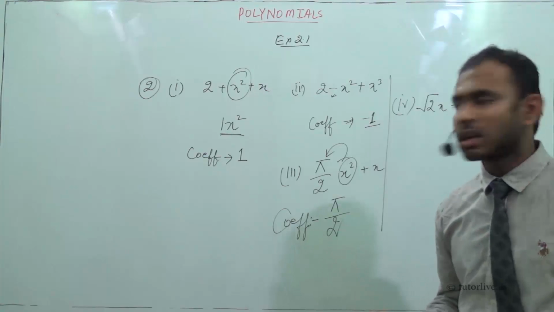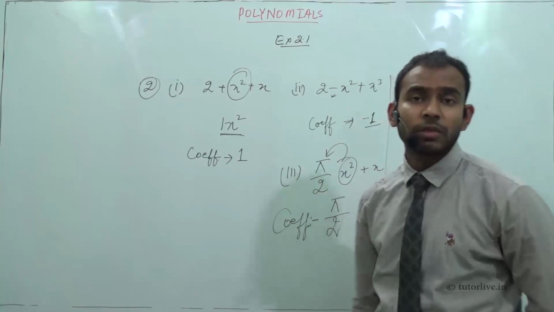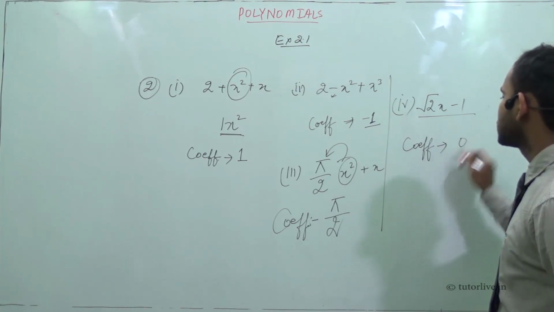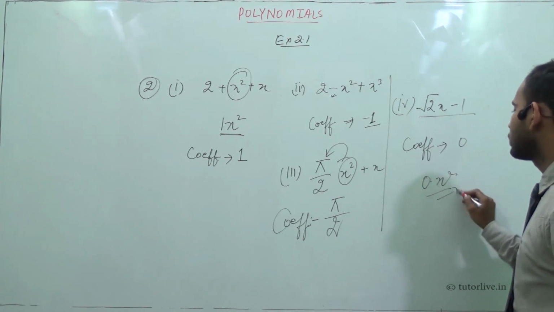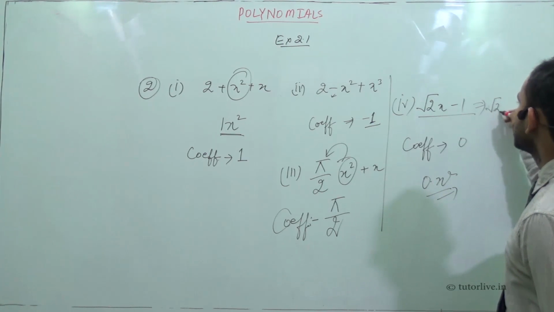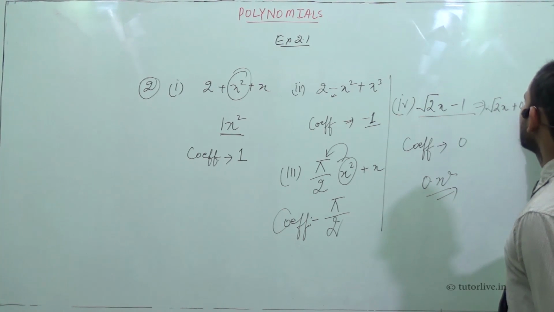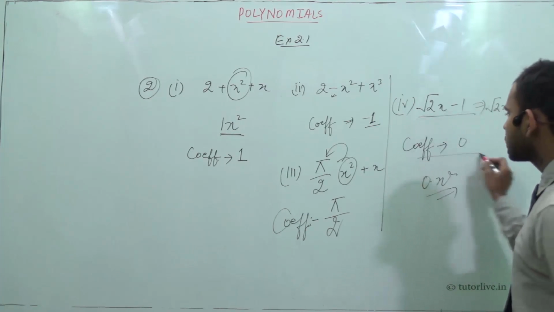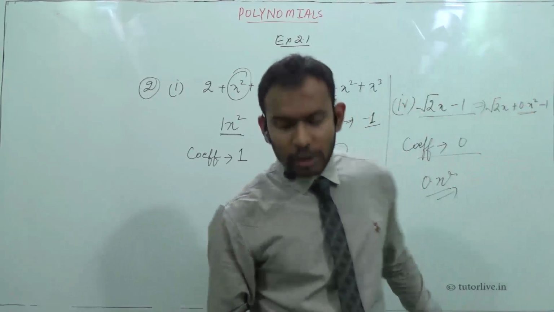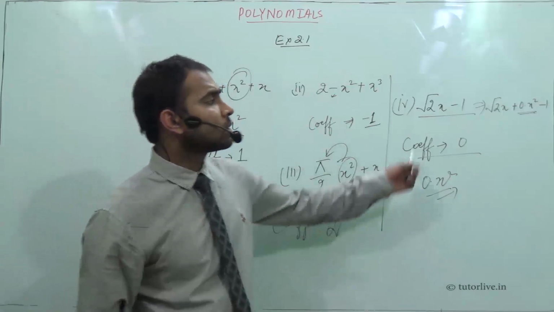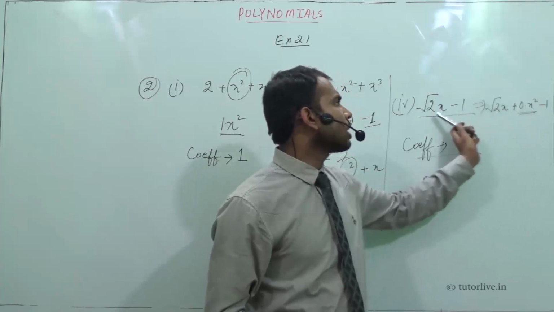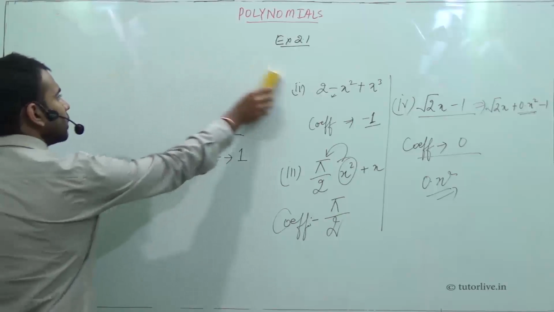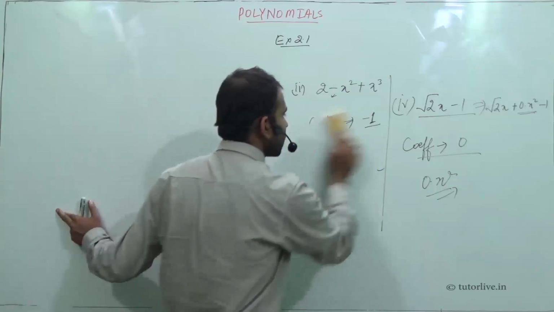Now there is no x square in here, is there? We have to find out the coefficient of x square. Therefore, since there is no x square, the coefficient is 0, because 0 into x square will give us 0. So you can rewrite this as root 2x plus 0 into x square minus 1, or you can just write coefficient is equal to 0. If you didn't understand why we wrote the coefficient 0, that's because there is nothing in front of x square, so 0. Okay, moving on to the third part of exercise number 2.1.